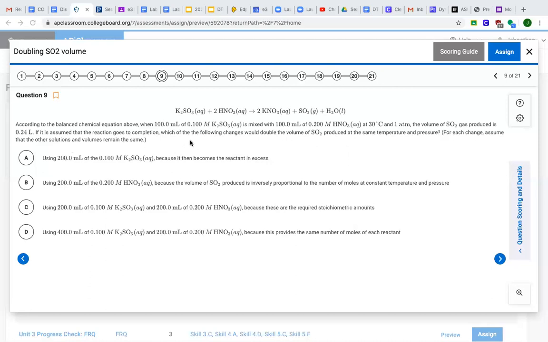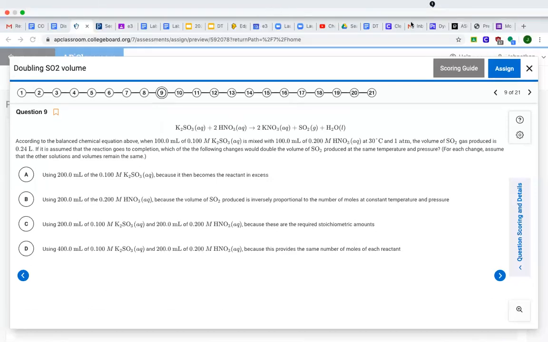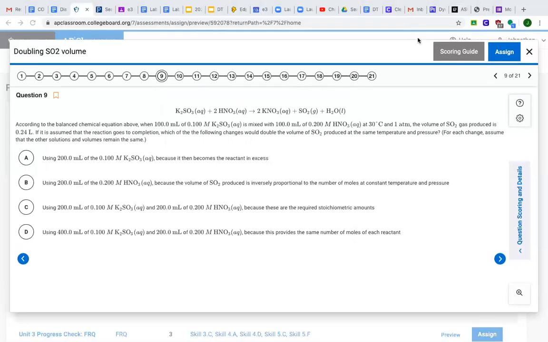Oh, okay. So this looks like a stoichiometry problem. This is obviously a stoichiometry problem. So, okay, give it a shot. Take 2 or 3 minutes.